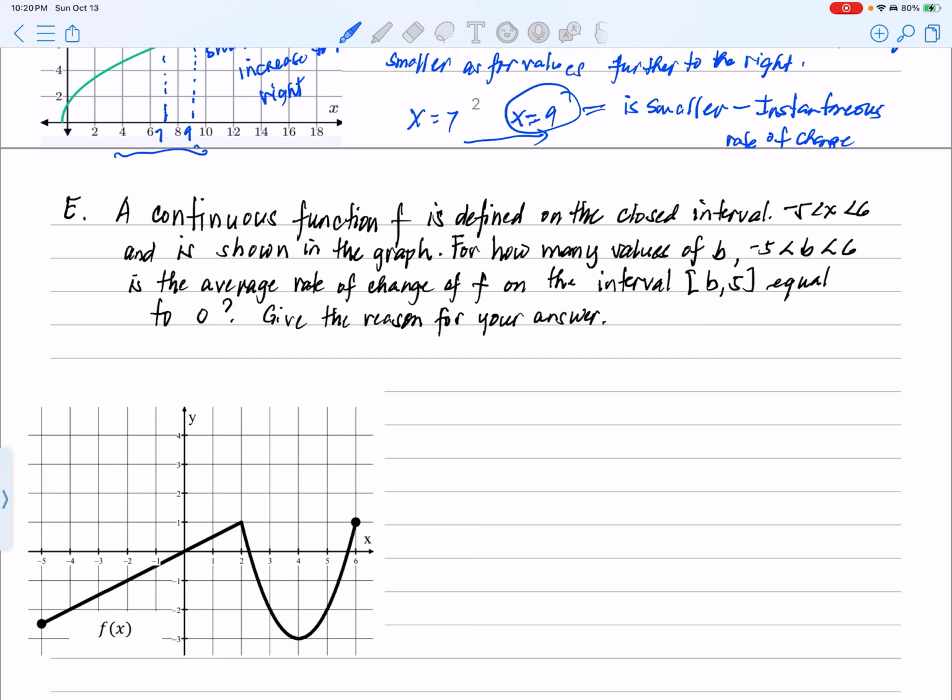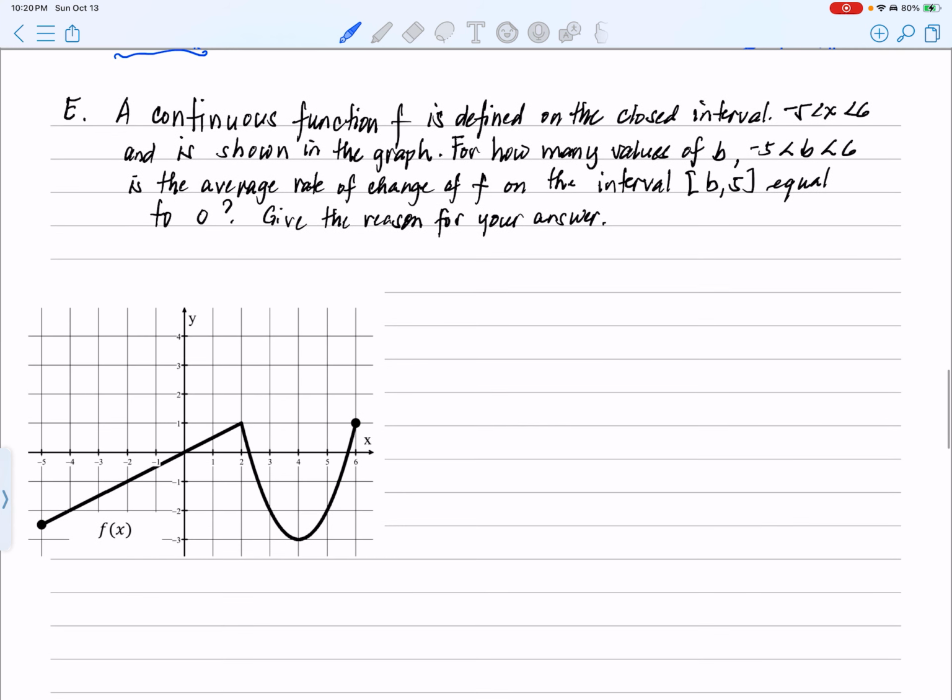A continuous function f is defined on the closed interval between -5 and 6, and is shown on the graph. For how many values of b, between -5 and 6, is the average rate of change of f on the interval between b and 5 equal to 0? Give the reason for your answer.